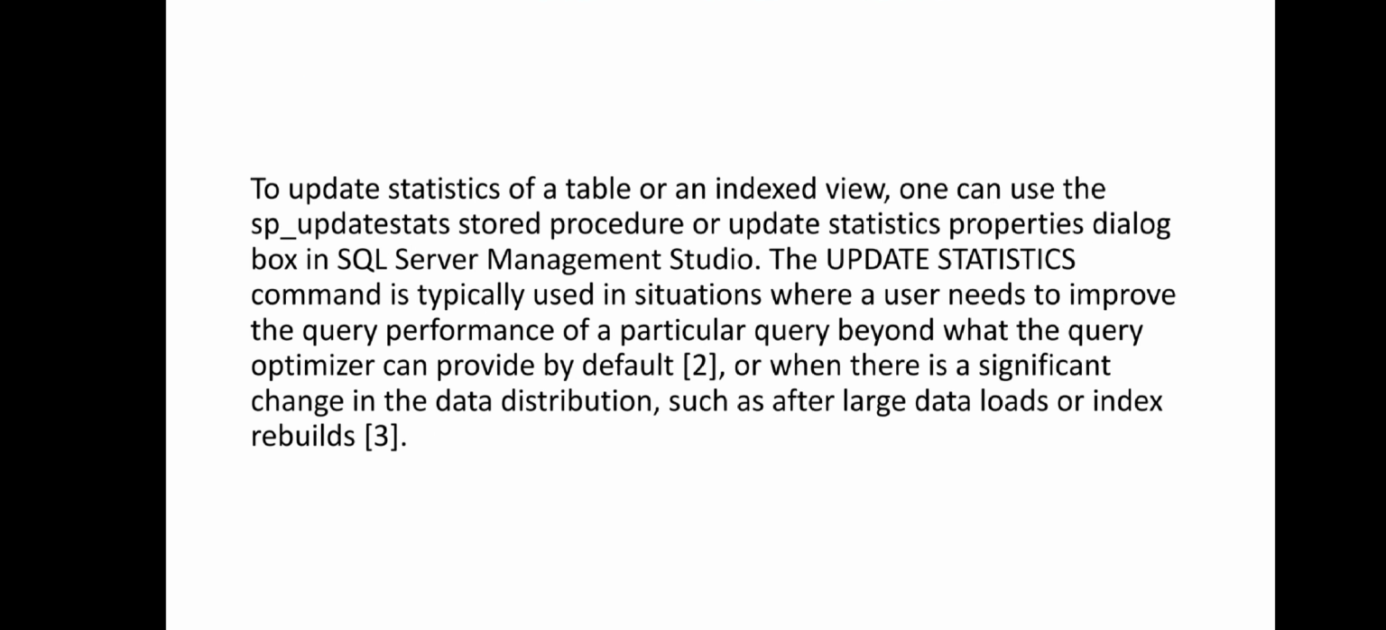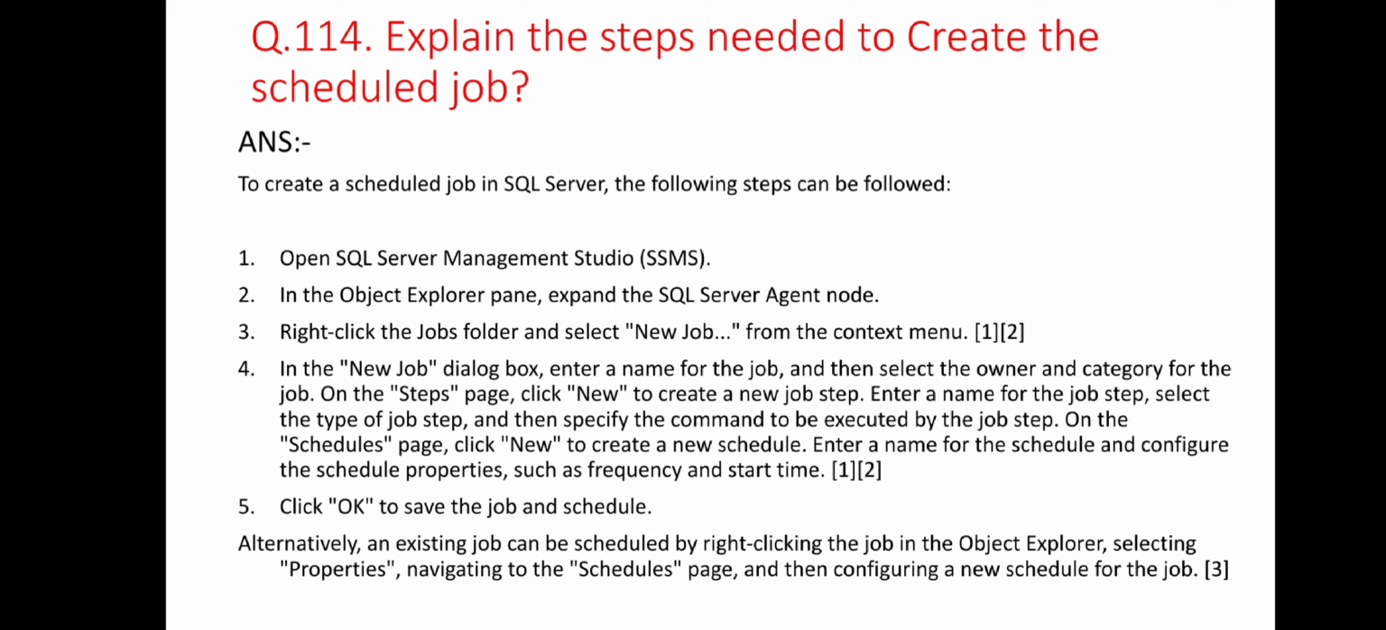To update the statistics of a table or an indexed view, one can use the sp_updatestats stored procedure or the statistics properties dialog box in SQL Server Management Studio. The update statistics command is typically used in situations where the user needs to improve the query performance of a particular query beyond what the query optimizer can provide by default, or when there is a significant change in the data distribution, such as after large data loads or index rebuilds.